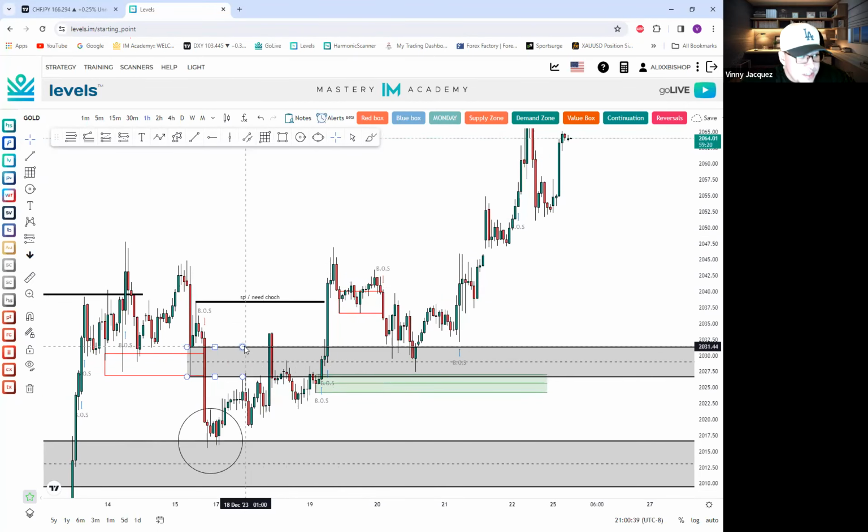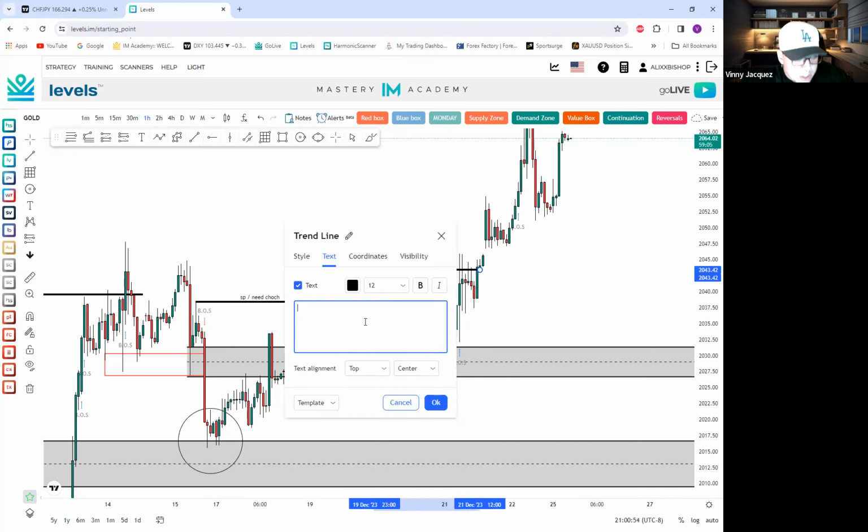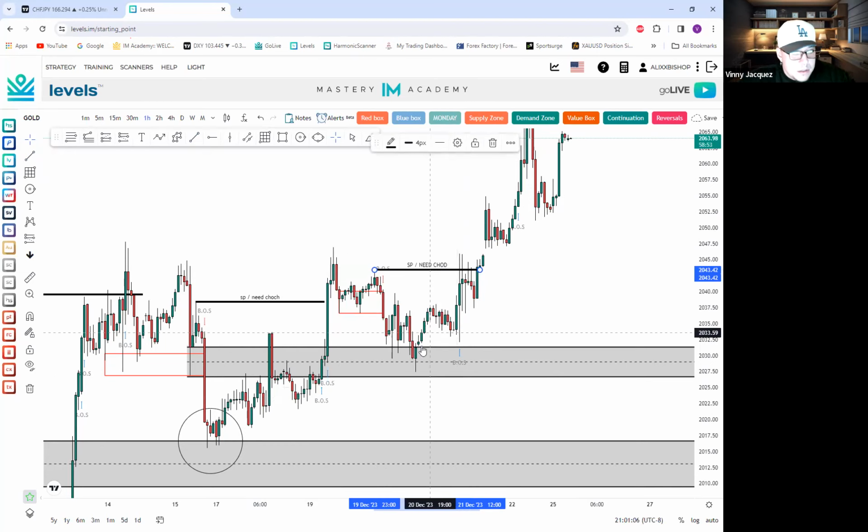So as this one is dusted now, this one is no longer available. Notice how we get a brand new setup. Again, guys, Levels is going to tell you this is a starting point. It needs a change of character. You do not have to trade every starting point you see, especially when you know the market's bullish. Let those selling starting points get disrespected and just continue the wave, guys.